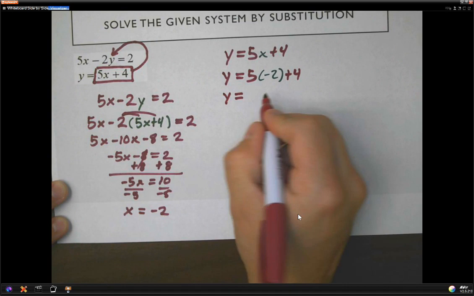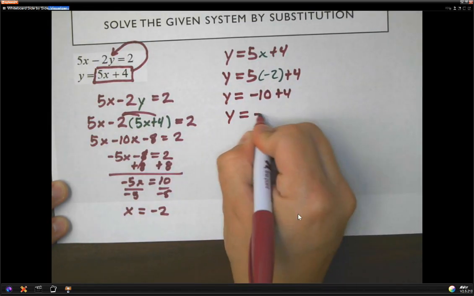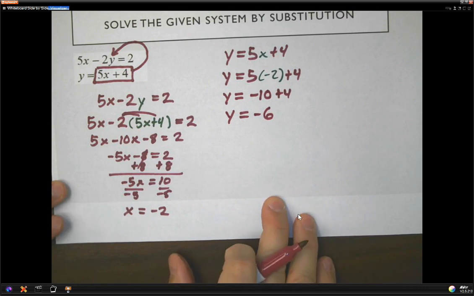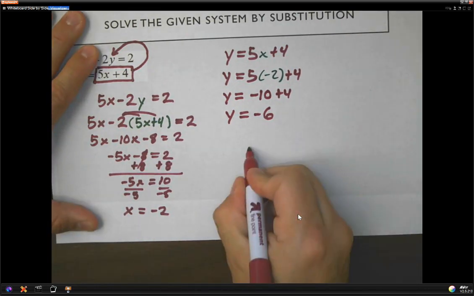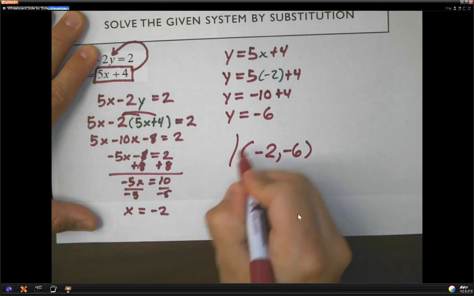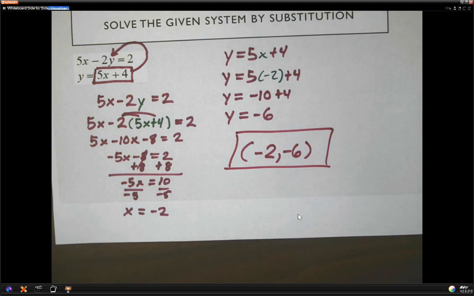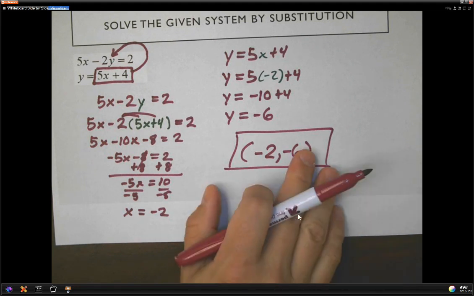Do some calculations and simplify, and we get the y value. So now we have the complete point, the x and the y. Thus, the solution to our system is negative 2, negative 6. Okay? This is the one solution. Again, if we were to graph these, we would see that they cross at the point negative 2, negative 6.